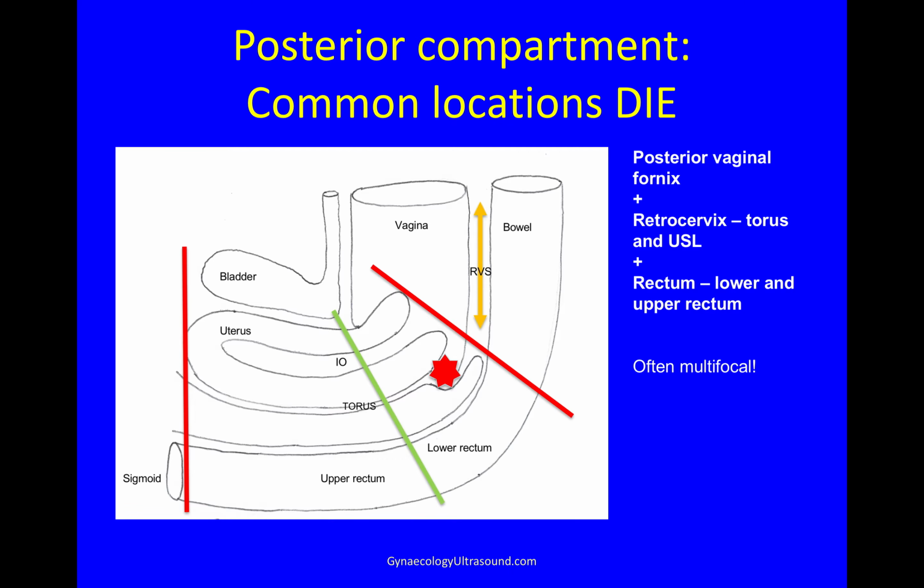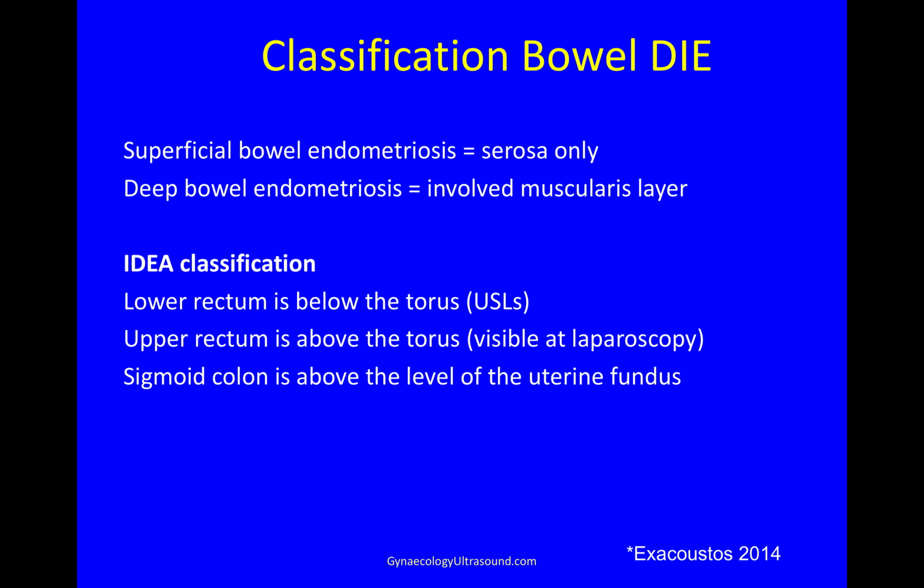So common locations for DIE in the posterior compartment are the posterior vaginal fornix, the retrocervical area of the torus and uterosacral ligaments, and the rectum, with the lower rectum and the upper rectum. But the disease is often multifocal and it can attach everything together, resulting in frozen pelvis.